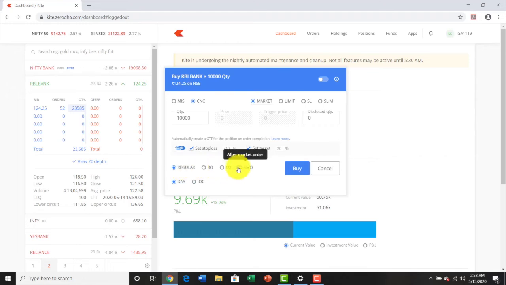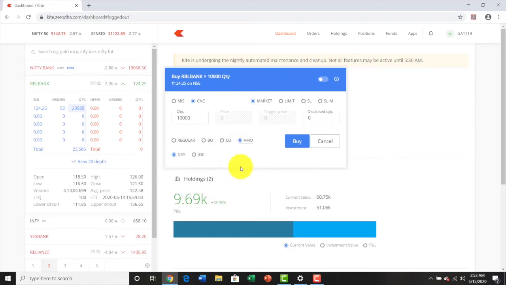Now, after market order, what does this mean? So guys, it could be possible that I'm very busy from 9:15 to 3:30 and I don't have the time to buy good stocks. I want to buy Yes Bank, I want to buy Reliance, but I don't have the time. So what I can simply do is place an order from 6:30 p.m. to 9:15 a.m.